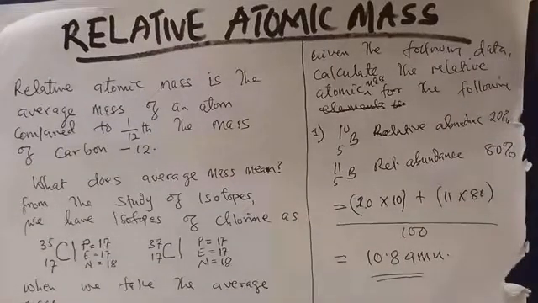So that is how to go about the calculations of relative atomic masses. In this class, we learned what relative atomic mass is, and we went ahead to see why we need to calculate the relative atomic mass of isotopes. We also tried to understand the concept of average mass and weighted average, and we went further to see how to calculate relative atomic masses of elements from their isotopic abundance. That is it in this video.